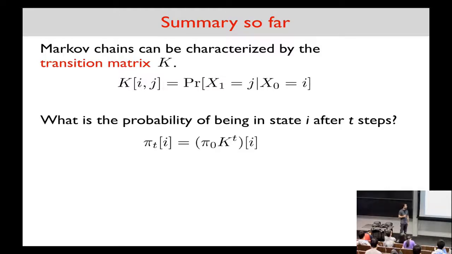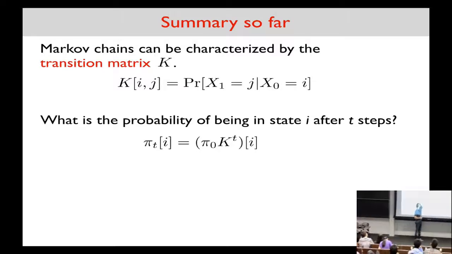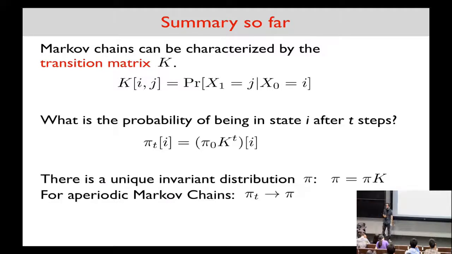What is the probability of being in state i after exactly t steps? You can calculate this as follows. You take your initial distribution pi 0. You have your transition matrix K. You raise it to the power t. So you multiply the initial distribution by K to the t, and that gives you some vector. That vector we denote by pi t, and you look at the ith entry of that vector, and that's the probability of being in state i after t steps.